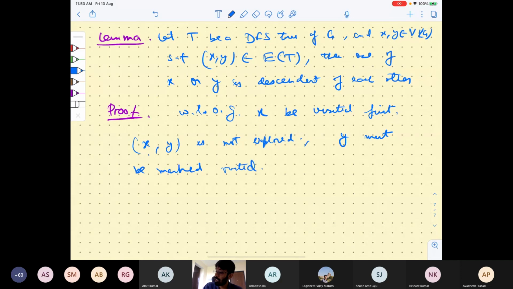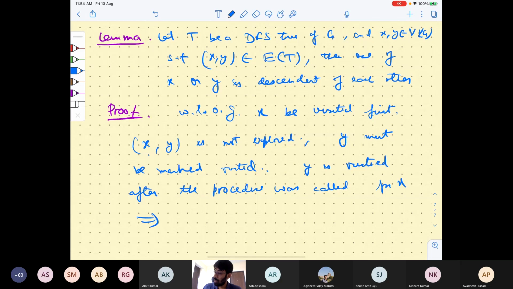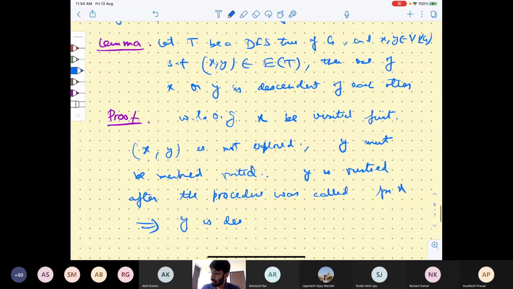But y was not visited before x was visited, by our assumption. So that means y is visited after the procedure was called for x. And that would imply that y is a descendant of x, from the previous observation.